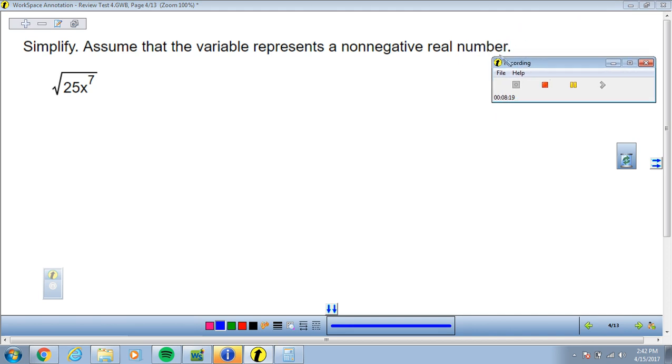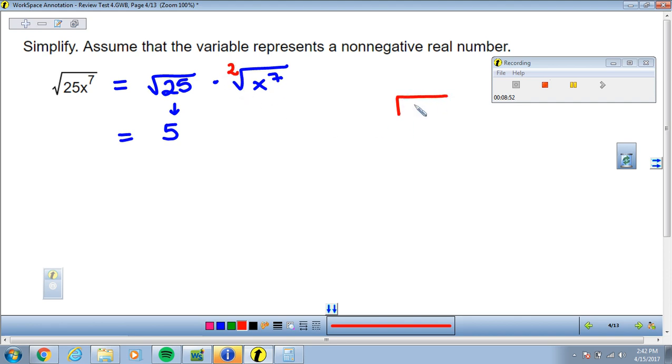This next one, simplify. Assume that the variable represents a non-negative real number. So break it. This one has to do with some property that I did in the previous problem. Break this into smaller pieces to try to make it simpler for yourself. And do it separately like this. Square root of 25, it's perfect, is 5. Square root of x to the 7 is not perfect. How do you know? Because 7 divided by the index, that supposedly is over here on the top, even though you don't see it, you know it's a 2. 7 divided by 2 is not a perfect division.